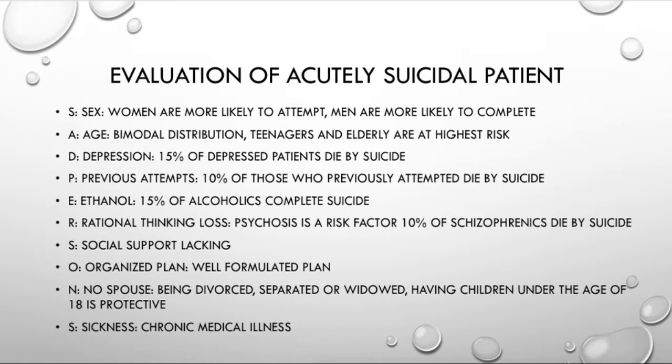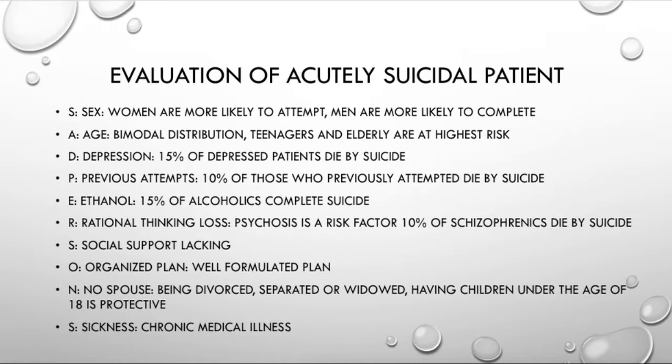So SAD PERSONS. S is for sex, and again, we know women are more likely to attempt, men are more likely to complete. Age, so there's actually a bimodal distribution, with teenagers and elderly being at the highest risk. A lot of the suicides actually occur in people over the age of 60, and the other at-risk population that I mentioned in previous videos was the teenagers, or adolescents from age, say, 15 to 24. Depression is another risk factor. Obviously, I said 90% of patients who complete suicide have at least one psychiatric diagnosis. So 15% of depressed patients die by suicide.